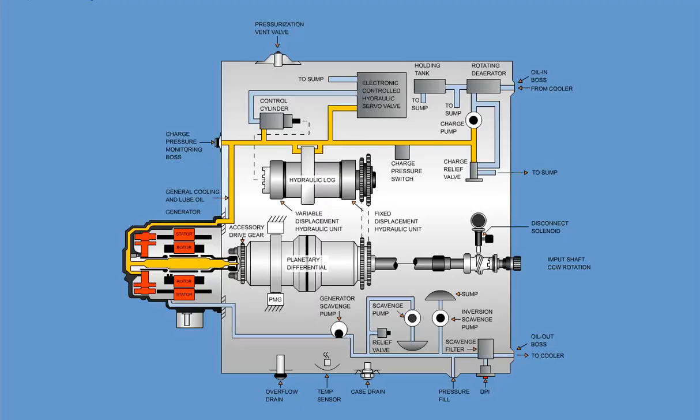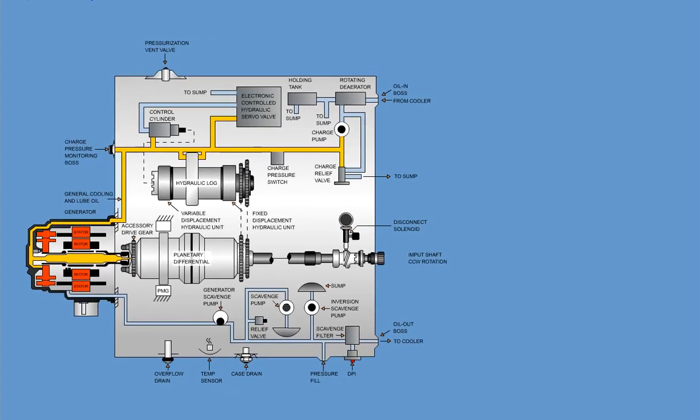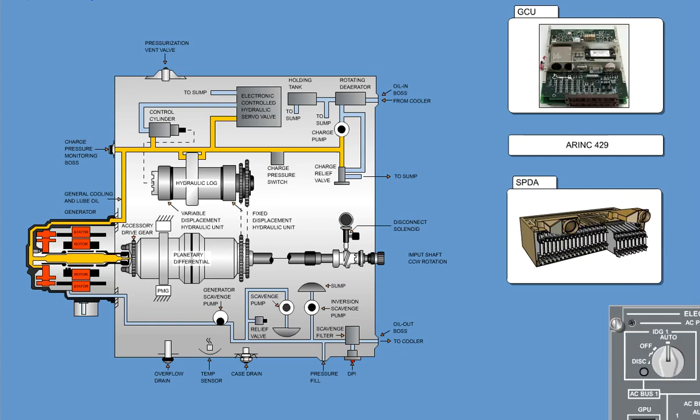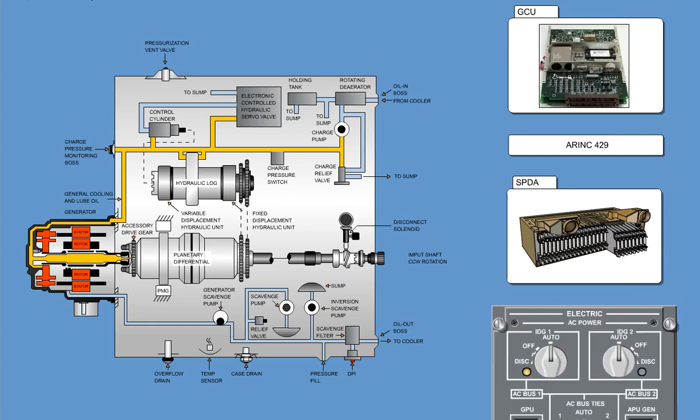In case the operational oil pressure in the IDG drops below 140 plus or minus 25 psi, the charge pressure switch inside the CSD closes. The GCU interprets this as a low oil pressure condition. In case oil temperature in the IDG sump sensed by the temperature bulb reaches 335 degrees Fahrenheit, 168 Celsius, an IDG over temperature condition is interpreted by the GCU. In both cases, the GCU will send a corresponding signal over ARINC429 to the associated SPDA. The SPDA illuminates an amber lamp on the IDG disk switch.